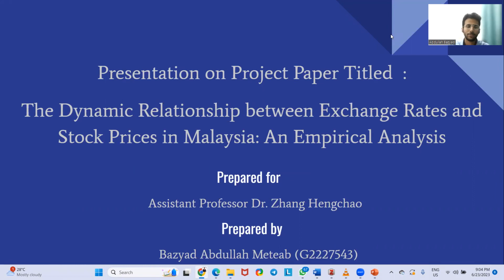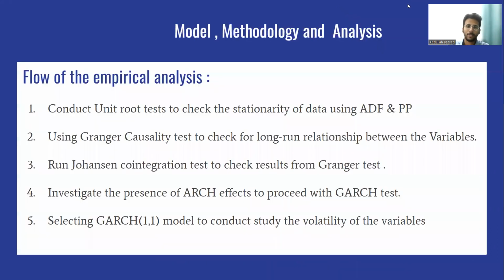Today I'm going to do the presentation of my project paper, which is titled The Dynamic Relationship Between Exchange Rates and Stock Prices in Malaysia: An Empirical Analysis using GARCH(1,1) model. The flow of this paper includes the conduct of unit root test, followed by the Granger causality test to test the long-run relationship between the variables, then Johansen cointegration test to check the robustness of the results from the previous Granger causality test.